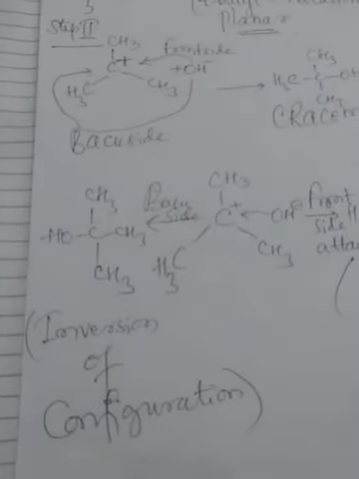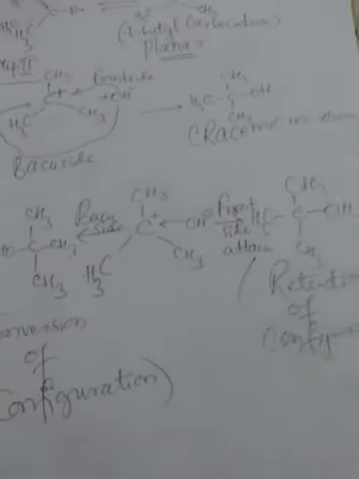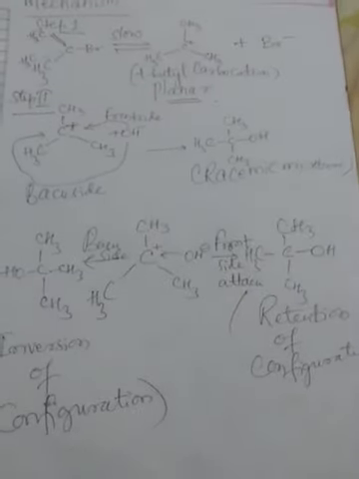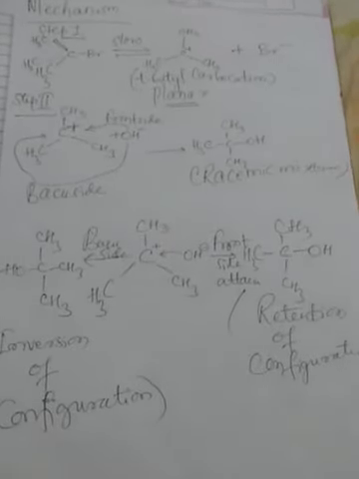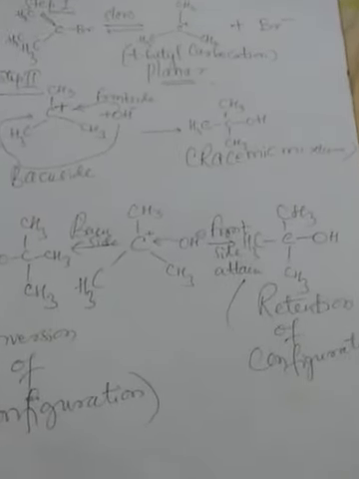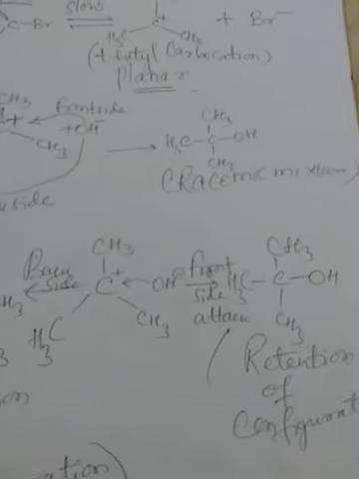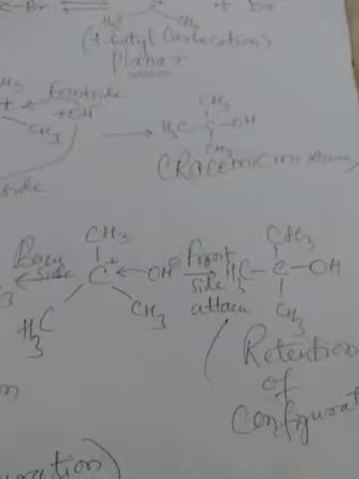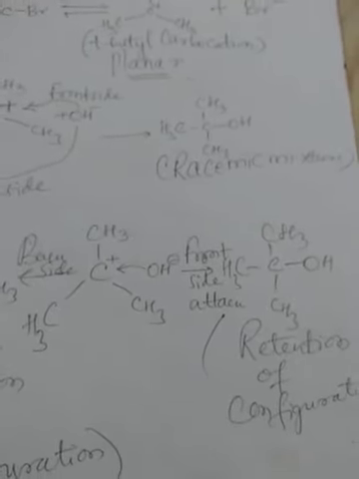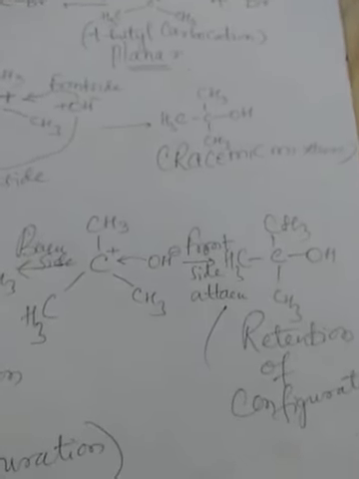It is found that the product tertiary butyl alcohol formed will have equal amounts of product having retention of configuration and inversion of configuration, 50-50. Such a mixture is called a racemic mixture. Therefore, we represent it as a racemic mixture. In detail, you will know about it in the stereochemical aspects.